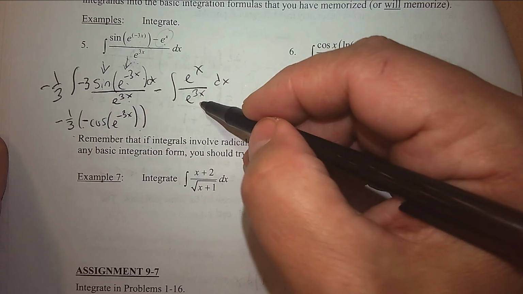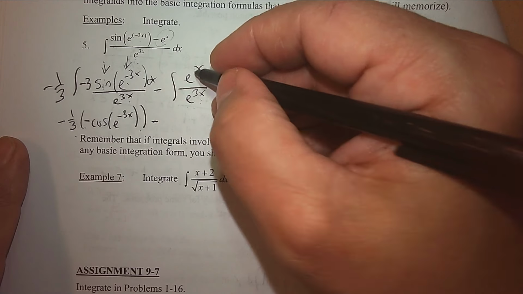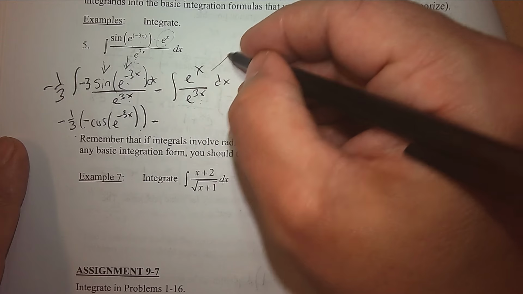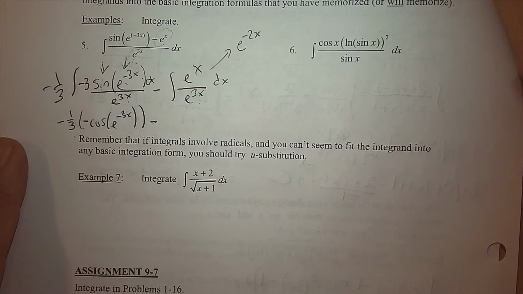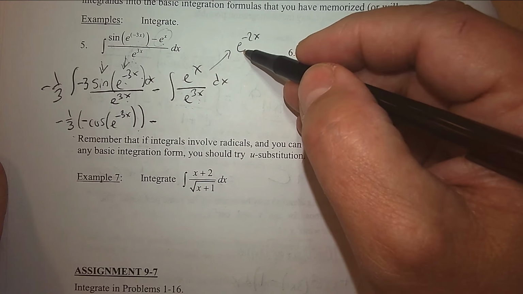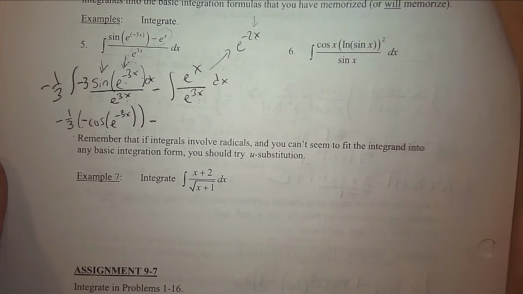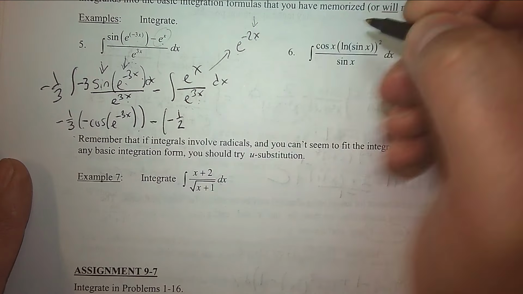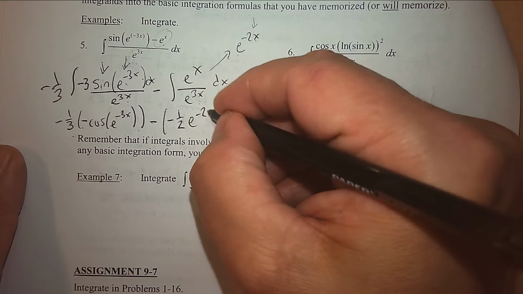Now some basic algebra. When the bases are the same, what do you do with the exponents? What's 1x subtract 3x? So that whole thing is just e to the negative 2x, is that right? Yep. What's the rule to integrate e? It's just what it is, right? What's the hook? How do I undo the hook? And I need a negative, right? And there it is.